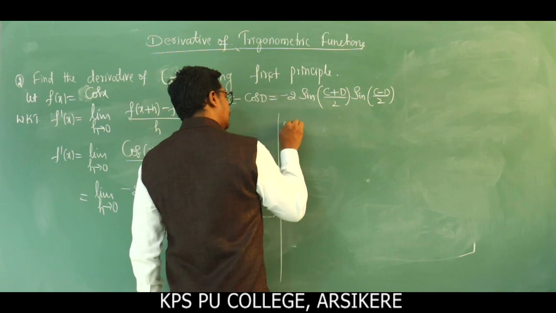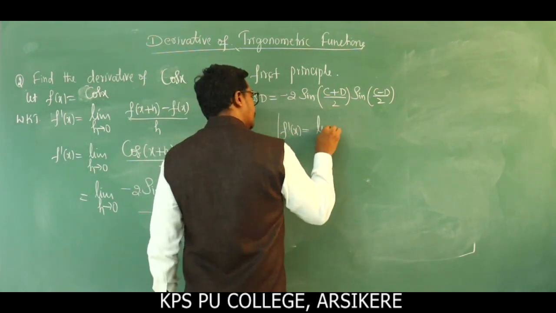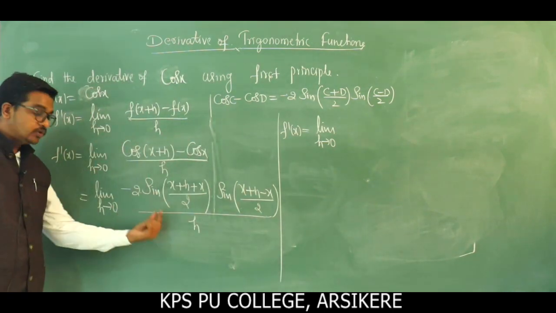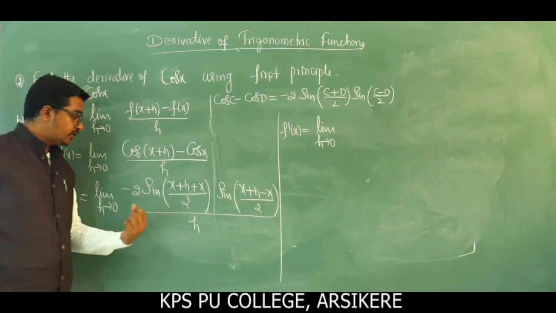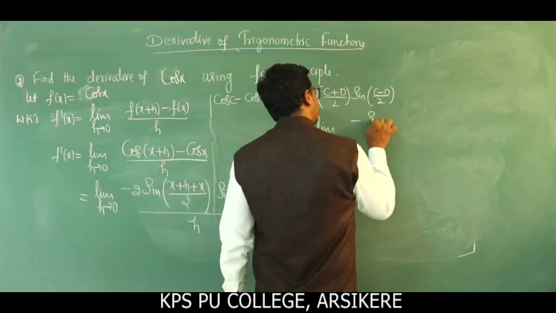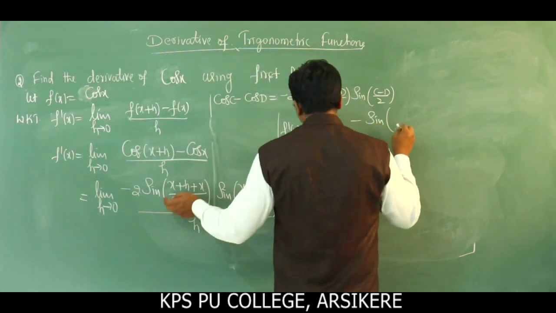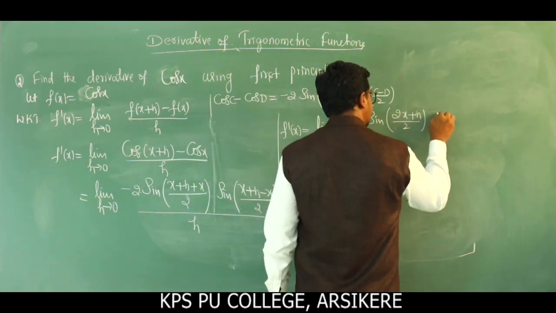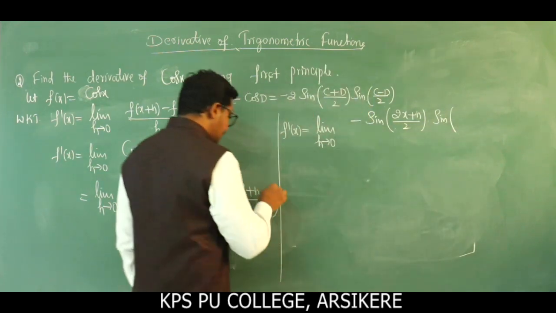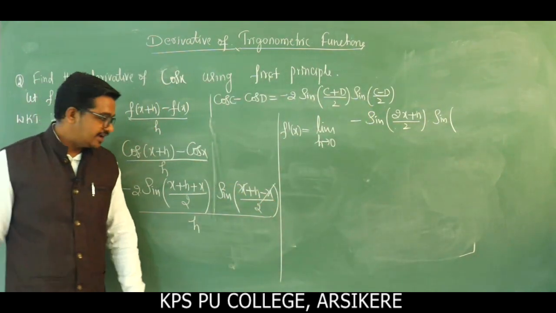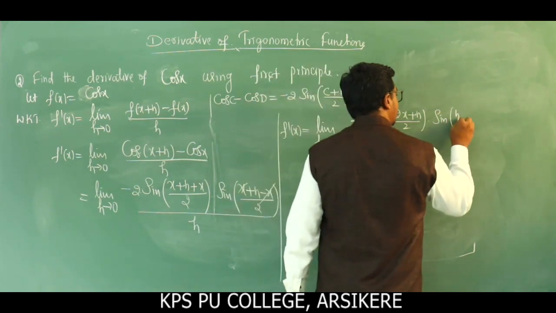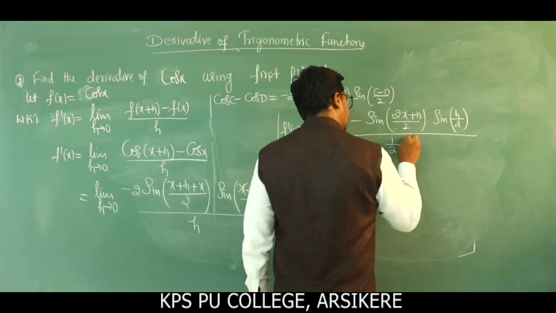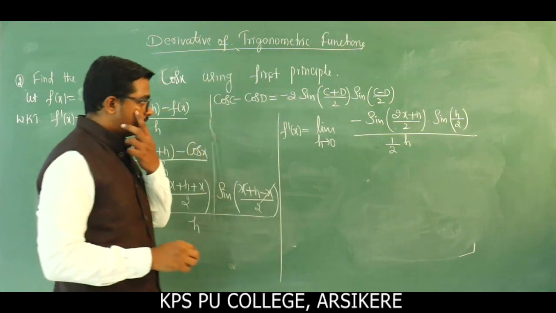This becomes f dash of x is equal to limit as h approaches 0 of, take this 2 to the denominator. So what we are left with is minus sin of (x plus x is 2x plus h) divided by 2 into sin of, plus x minus x get cancelled there, right? We are left with h divided by 2, whole divided by 1 by 2 into h.